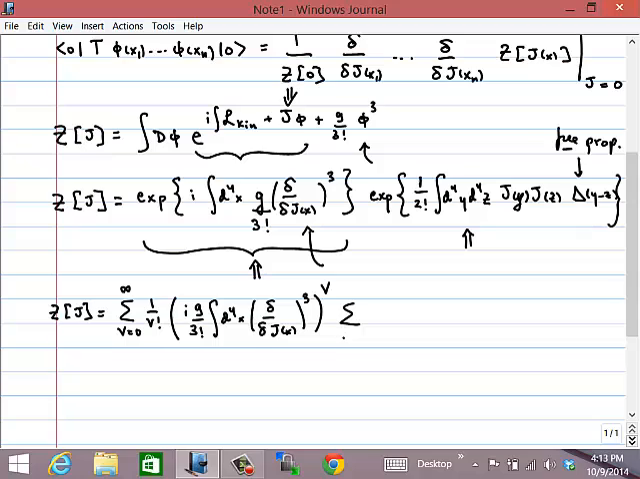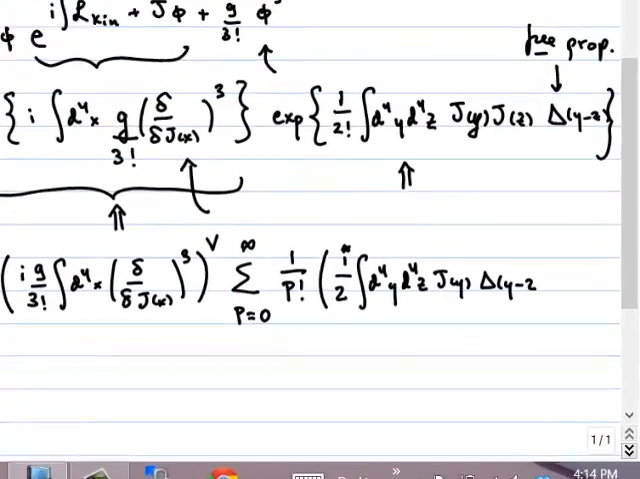And then we have the second exponential, which we express as a sum over an integer that I'll call p. And we have a 1 over p factorial, and the term appearing in the exponent. Again, for some reason I have various factors of i floating around in my notes which aren't correct. Of this guy, integral d4y, d4z, J of y, propagator, J of z.